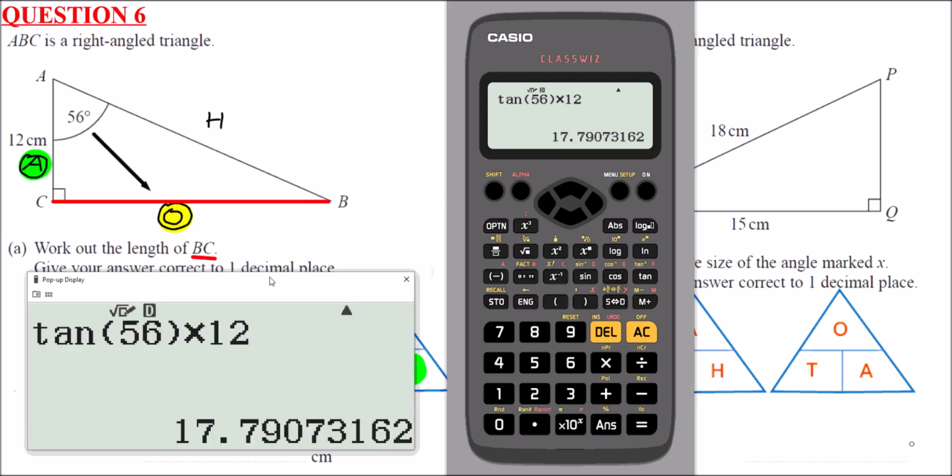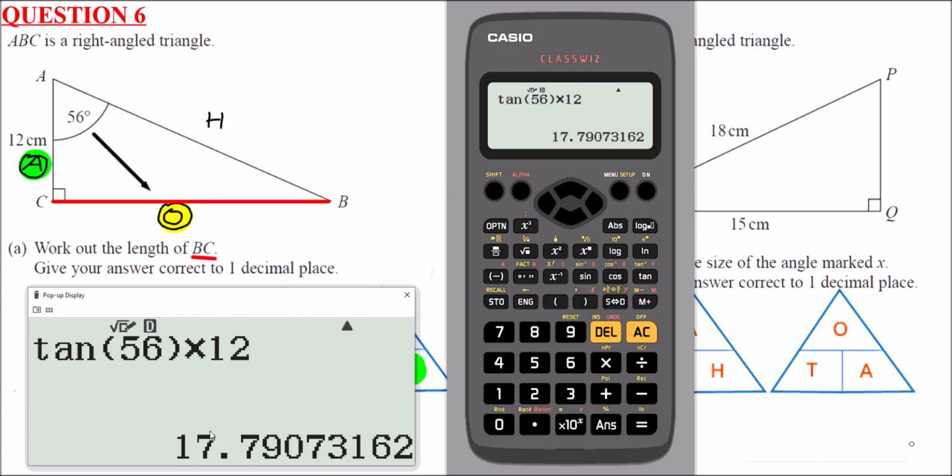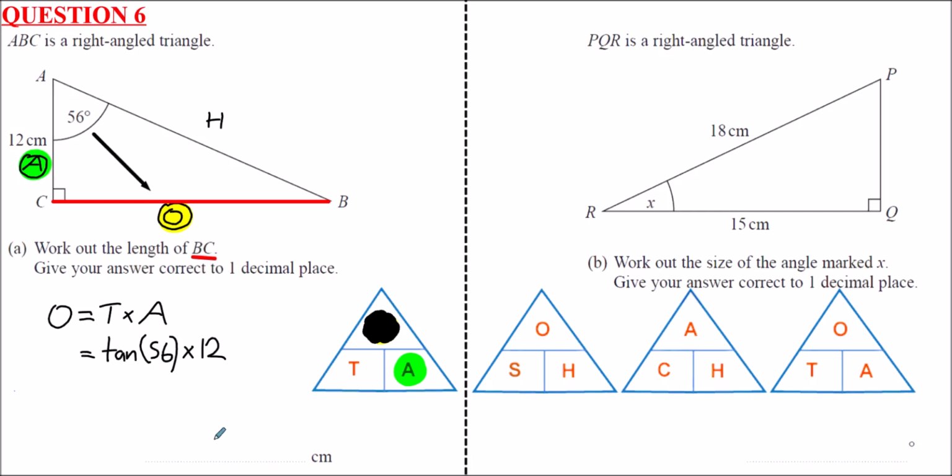Now we need our answer correct to one decimal place, so it's either 17.7 or 17.8. Because next to the 7 is a 9, that 9 forces the 7 to round up to an 8, so we've got 17.8 for our answer. 17.8 centimetres, including the unit, of course.